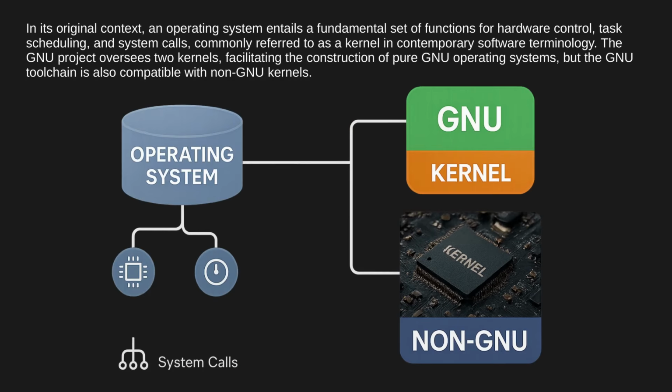In its original context, an operating system entails a fundamental set of functions for hardware control, task scheduling, and system calls, commonly referred to as a kernel in contemporary software terminology. The GNU project oversees two kernels, facilitating the construction of pure GNU operating systems, but the GNU toolchain is also compatible with non-GNU kernels.